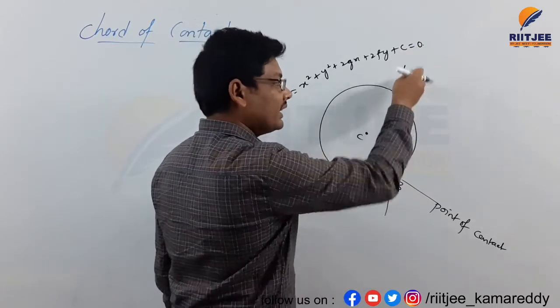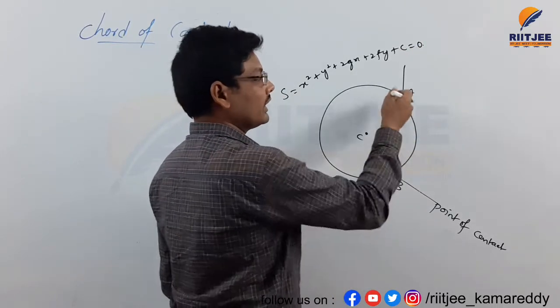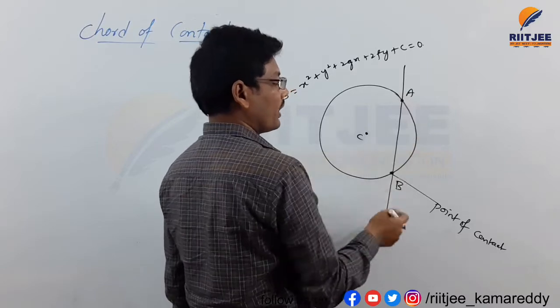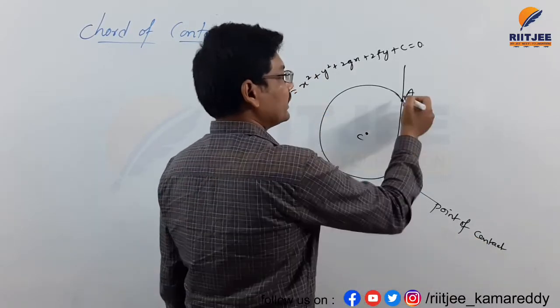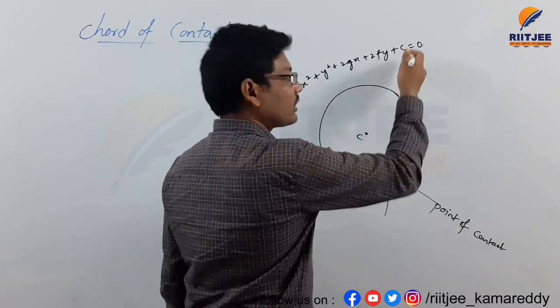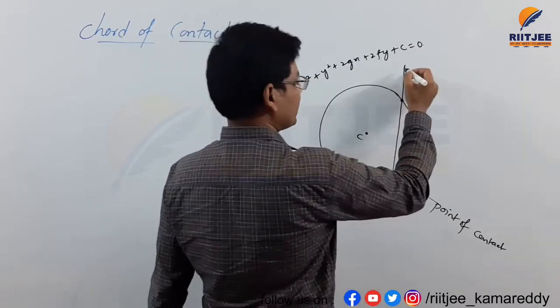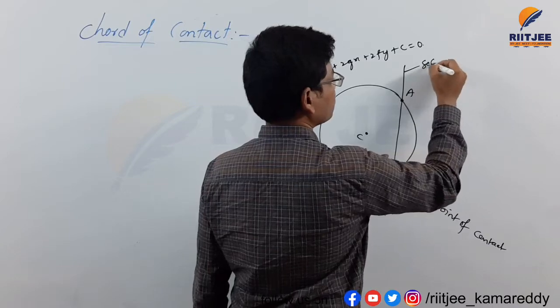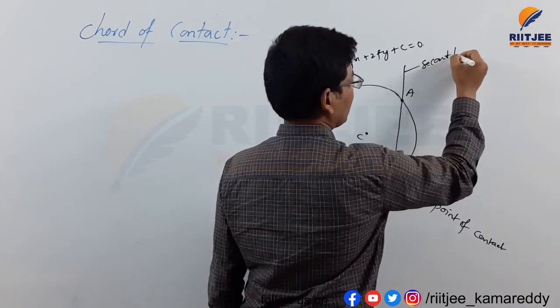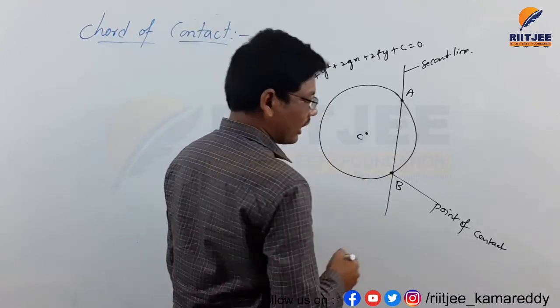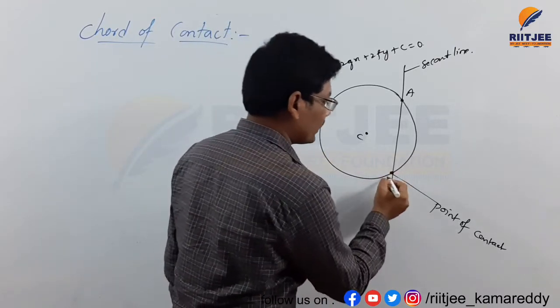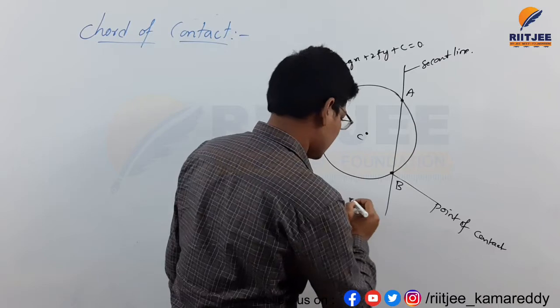Here, when a line intersects a circle, it intersects the circle at 2 points. These 2 points are called points of contact, and this is also a point of contact. This line is called a secant line.